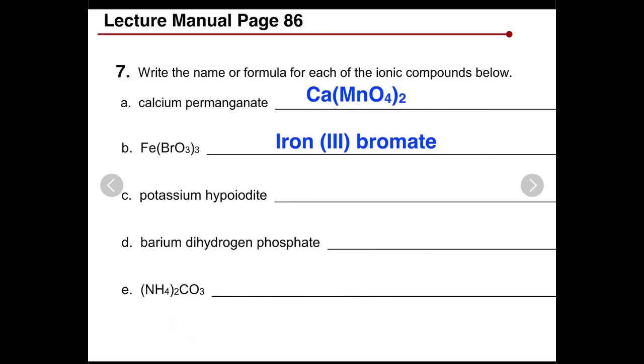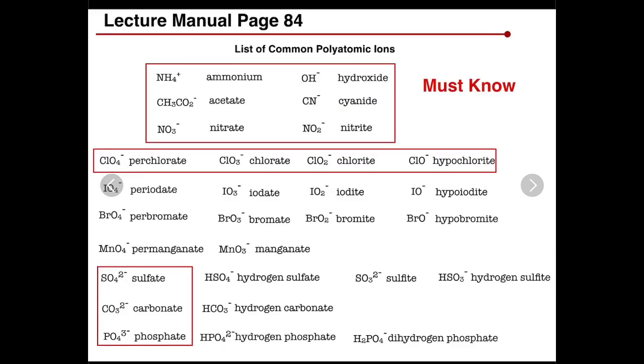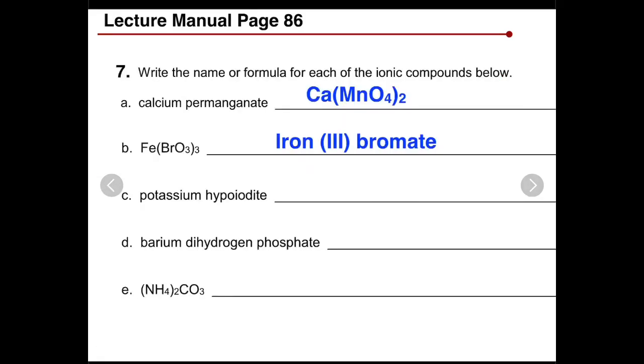All right, let's take a look at your answer for 7C. Potassium is K. Hypoiodite, if you go back to this, is IO. So it would be IO. Therefore, in this case, it would be 1 to 1, because hypoiodite is -1 and potassium is +1.